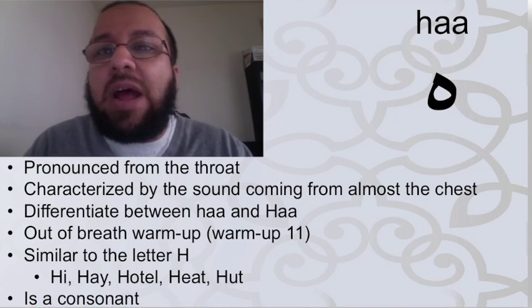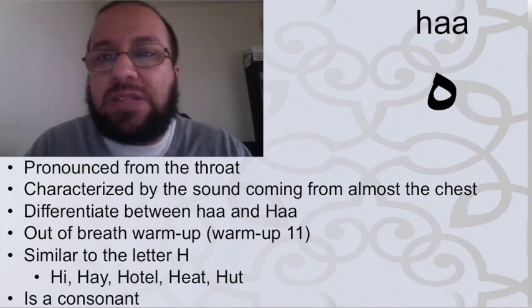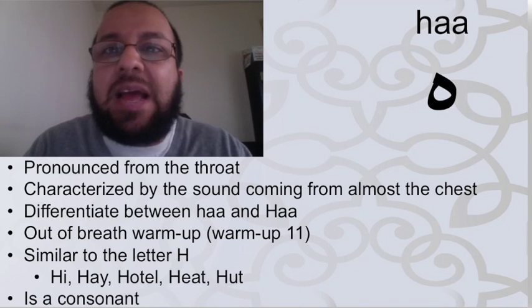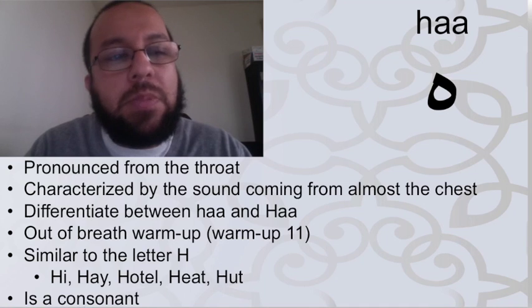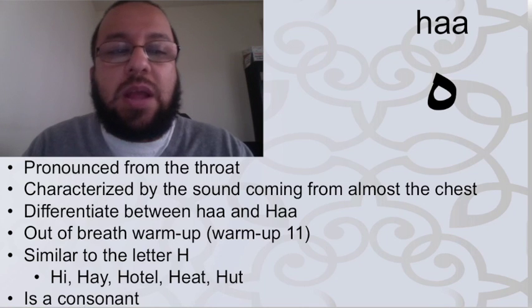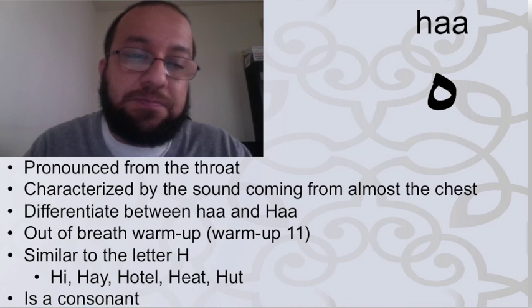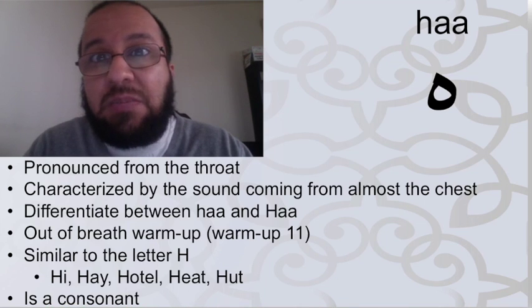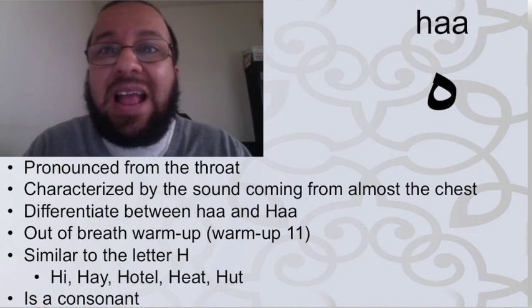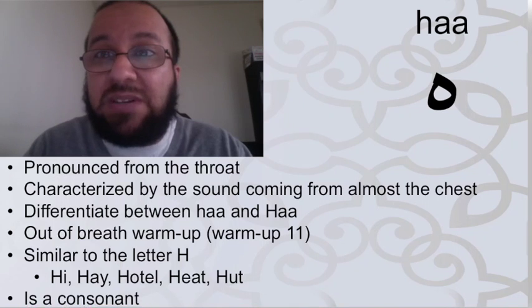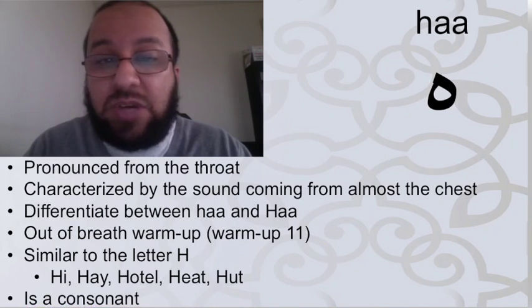Next letter is the letter Ha. Ha. This is pronounced from the throat, and it is characterized by the sound coming almost from the chest, meaning that the makharij of this letter is even lower or even further behind the other letter Ha. It comes from the deep part of your throat, but it's almost even deeper, almost way down in your chest.